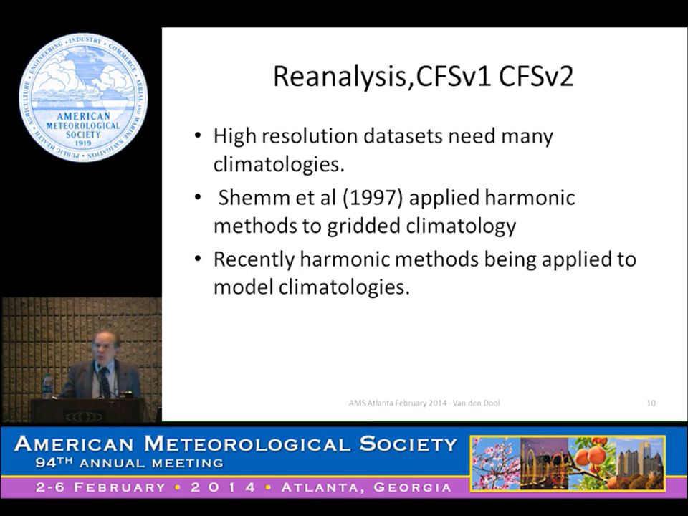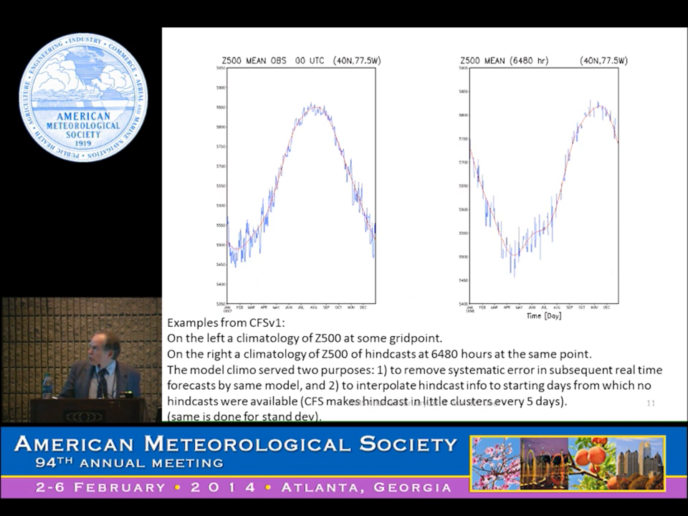Now, of course, this method is being applied almost industrially in the Climate Prediction Center because we have a lot of climatologies. We have reanalysis. We have high-resolution data sets that all need climatology. And recently, climate model prediction requires subtracting out the model climatologies. So each of the model fields has to have a climatology derived. This harmonic method is being used routinely without too much need for further examination.